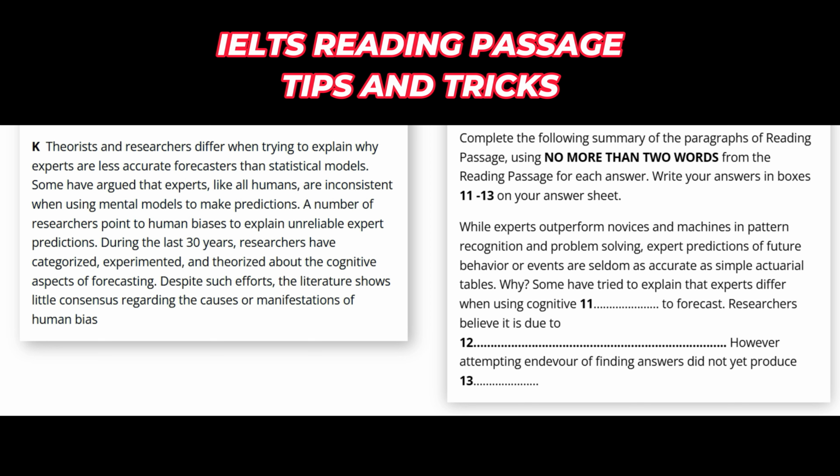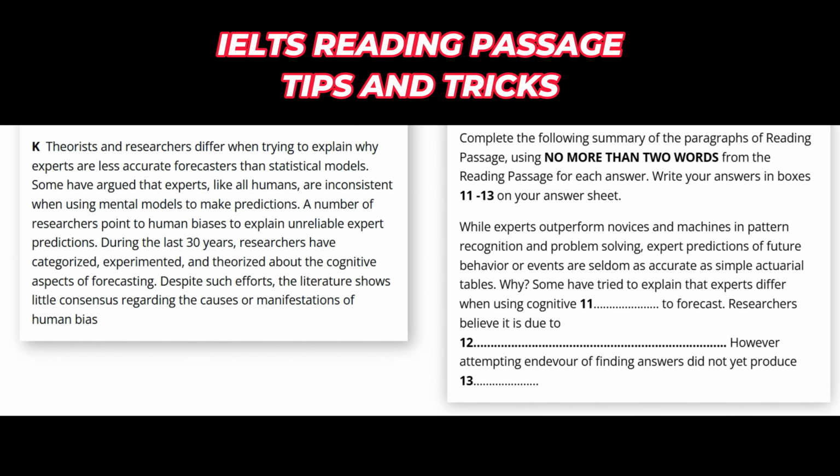Moving next, a number of researchers point to human biases, right? So what is next? Researchers believe it is due to dash. After "due to", there is a blank, and here after "due to", human biases is there. So the correct answer is human biases. To explain unreliable expert prediction, researchers believe it is due to human biases. However, attempting endeavor of finding answer did not yet produce dash.